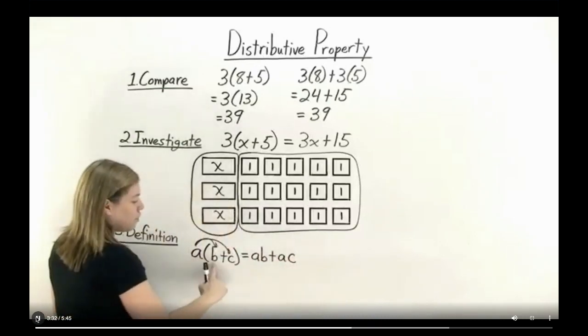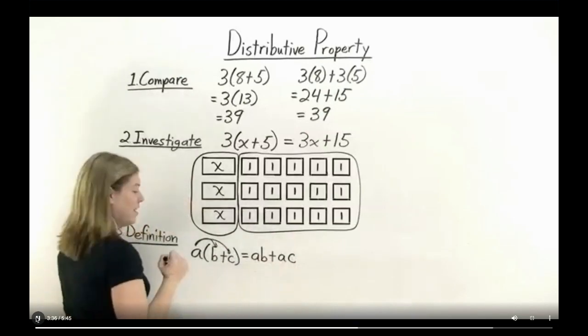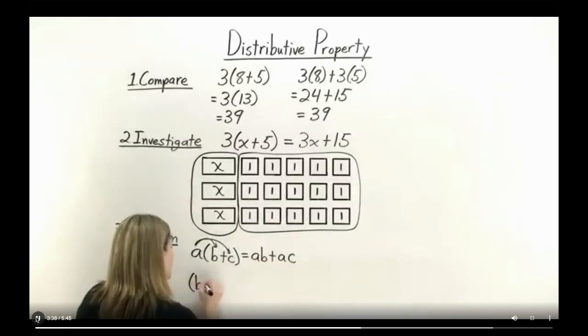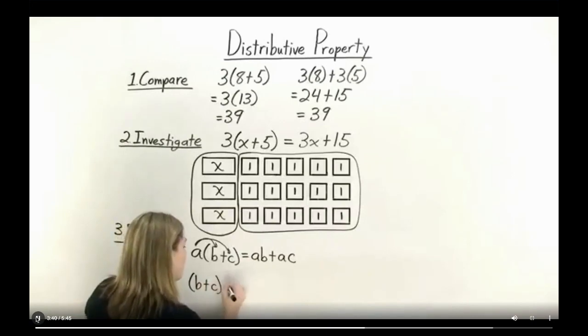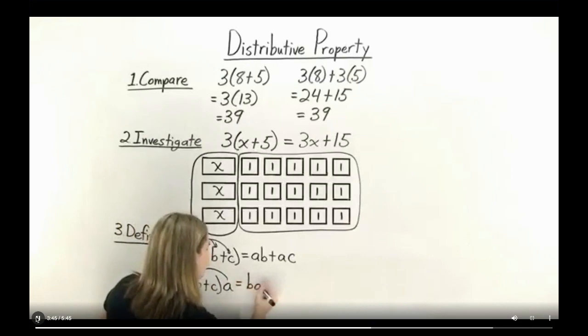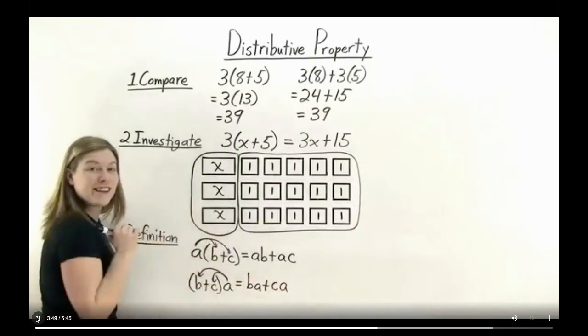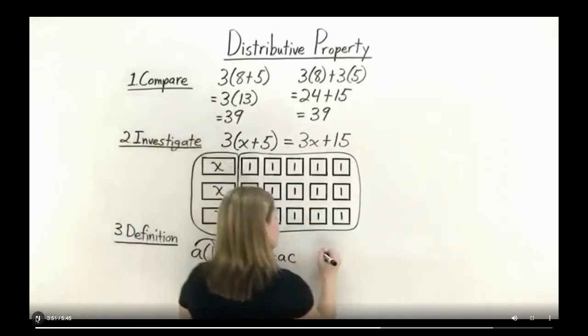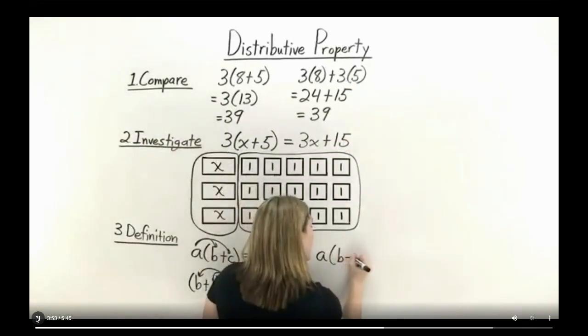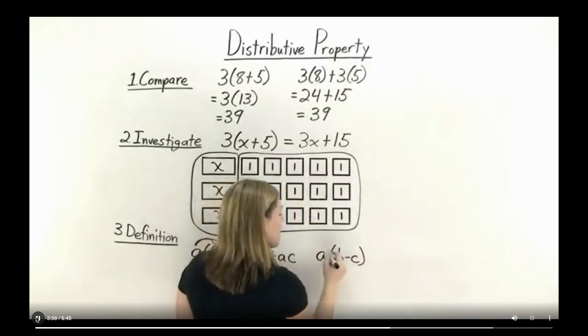So A times the quantity B plus C would become A times B plus A times C. And we can do this the opposite way as well. If we have B plus C first and A second, we can still take that A and distribute it into each term inside the parentheses, just like this. And this also works if we're subtracting inside the parentheses. So say we have A times the quantity B minus C.